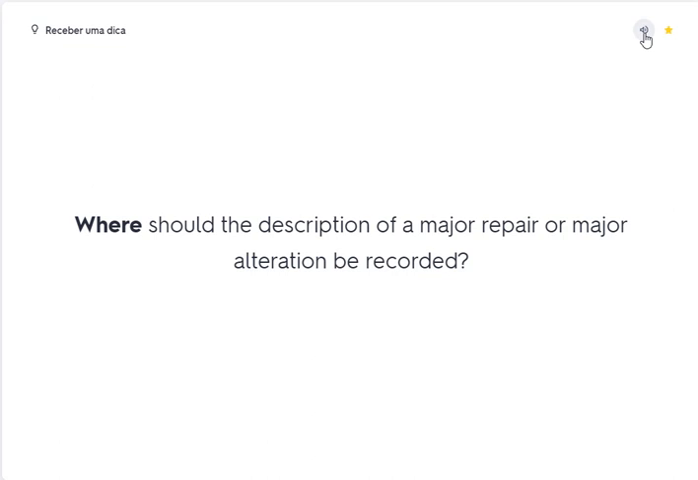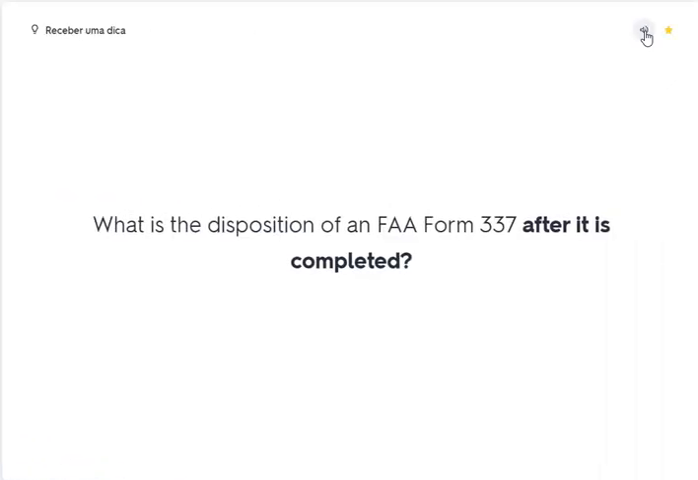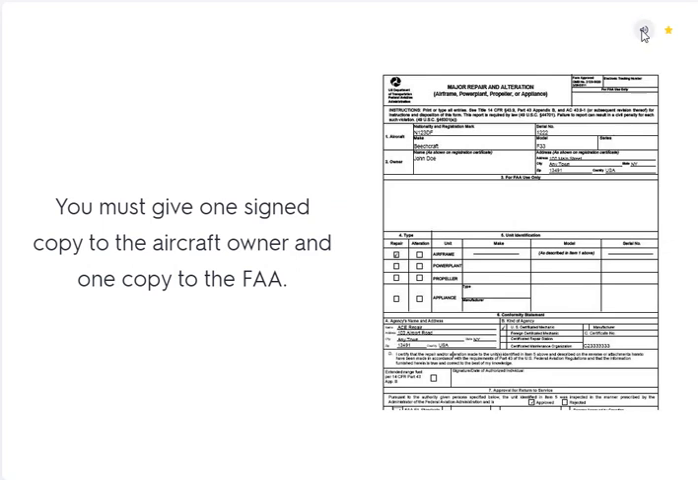Where should the description of a major repair or major alteration be recorded? On an FAA Form 337, which then becomes part of the maintenance records. What is the disposition of an FAA Form 337 after it is completed? You must give one signed copy to the aircraft owner and one copy to the FAA.